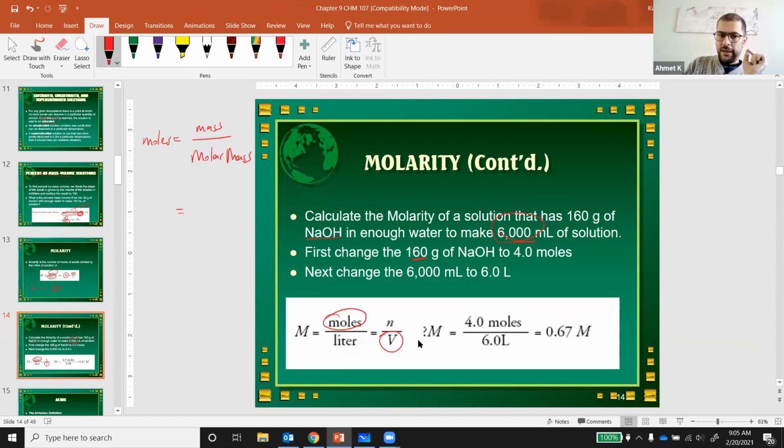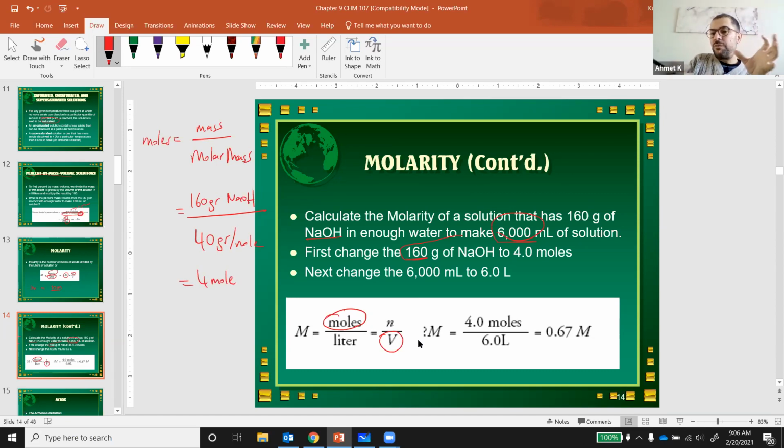We know that the mass is given, which is 160 gram of NaOH, divided by the molar mass of NaOH. Remember, when you went to the periodic table and found each element's atomic weight, sodium is 23, oxygen is 16, hydrogen is 1, and if you add them up, you get 40 gram per mole, right? If you divide this by this, you get 4 moles, right?